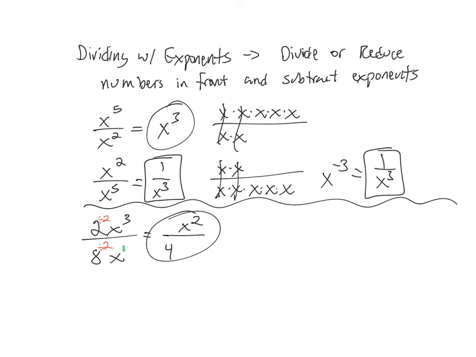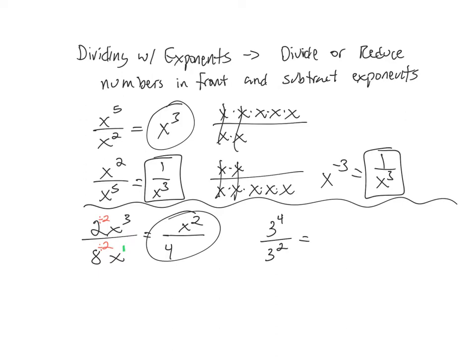All right. So when you're dividing, it's going to be a fraction. Divide or reduce the numbers that are in front, and then subtract the exponents. So just like the last one, if we had 3 to the 4th power and 3 to the 2nd power, the 3's aren't numbers in the front because there's an exponent attached to them. If you look at the 2 and the 8 over here, there's no exponent with them. It's just a 2 and an 8.